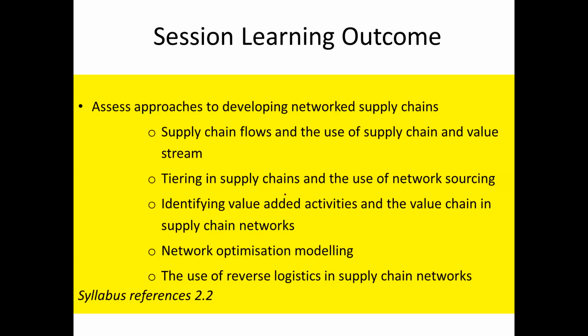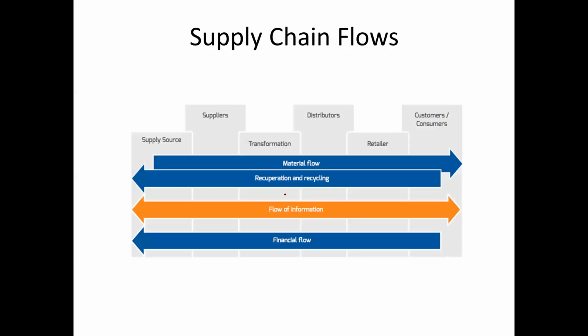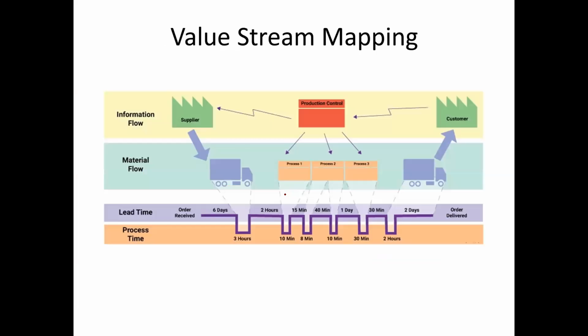2.2 gets a bit mumbo jumbo in its tiering, optimization, networks, reverse logistics, flows in supply chain. Nothing new. Value stream mapping is important to supply chains if we're trying to understand where there's waste, trying to streamline it, manage it, improve it. We need to understand it, identify risk, you name it.